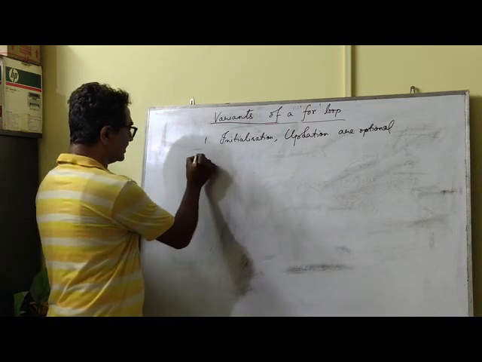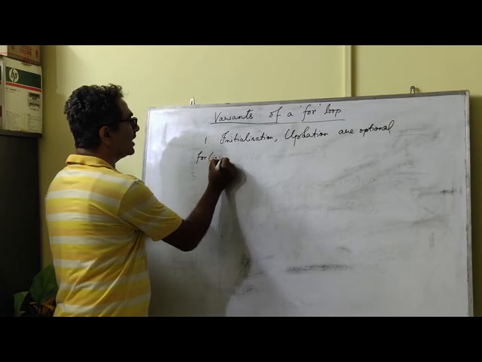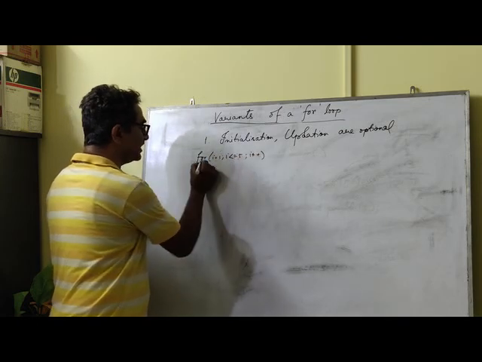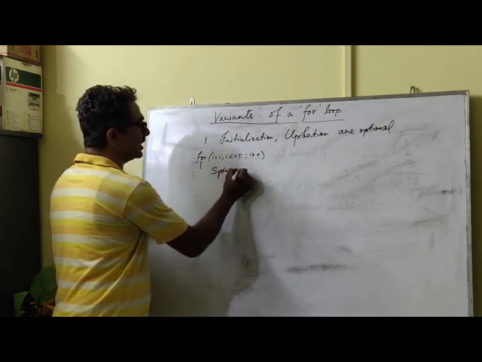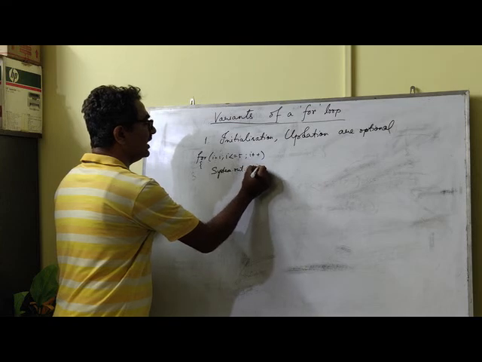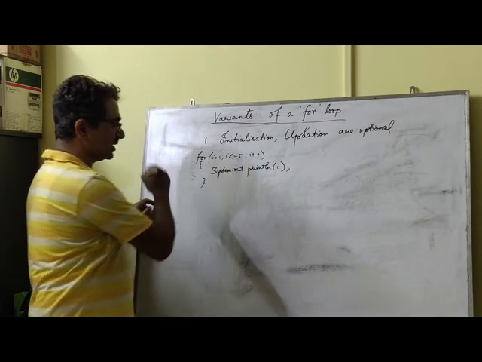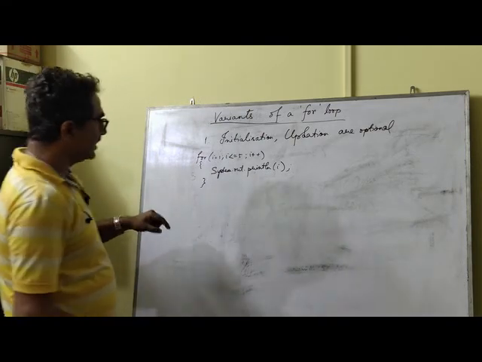For example, this is normally what we do using the general syntax. For i = 1, i <= 5, i++, and here the body of the loop contains System.out.println(i), and we have the closing brace. Suppose this is the for loop which I write over here.